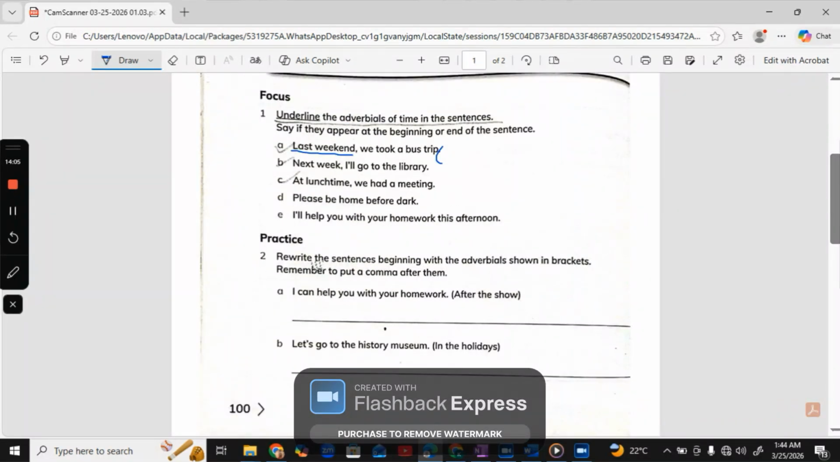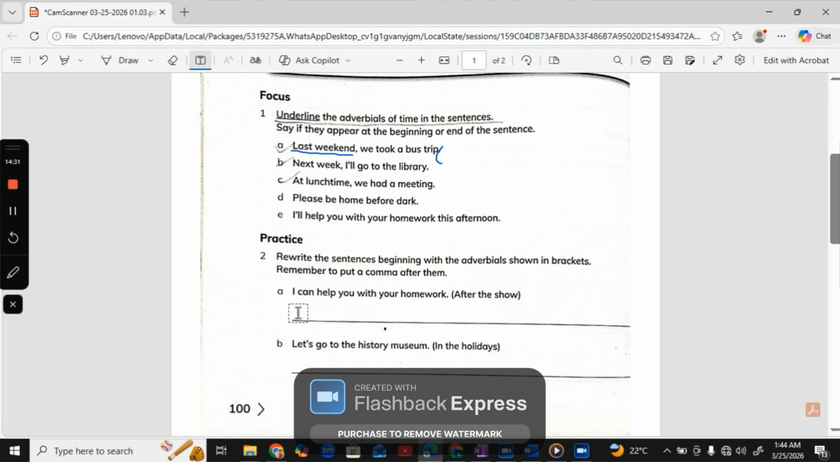The second question is: rewrite the sentences beginning with the adverbials shown in brackets. So these are the sentences that have been given to you, and they have given the adverbials in brackets. You have to rewrite the sentence, and make sure that you use the adverbial at the beginning of the sentence and insert a comma after it. For example, let me do one sentence for you.